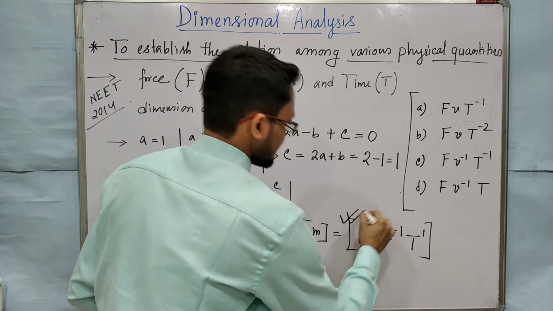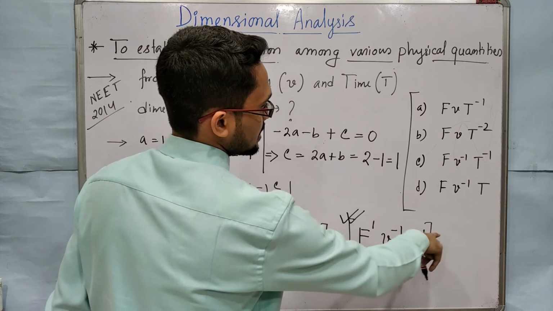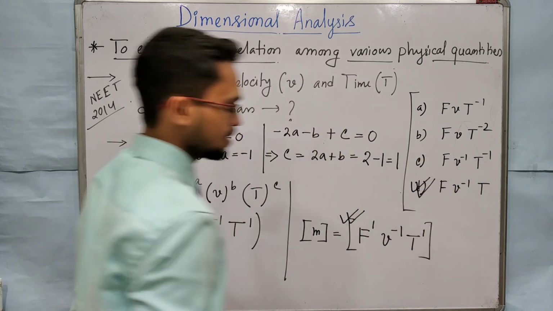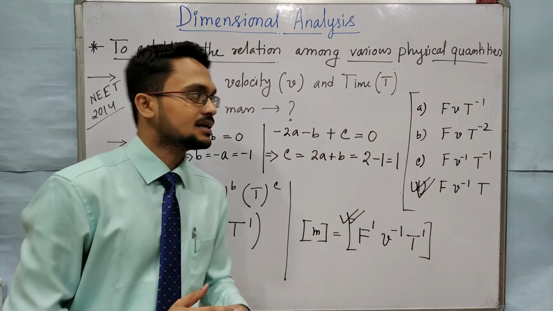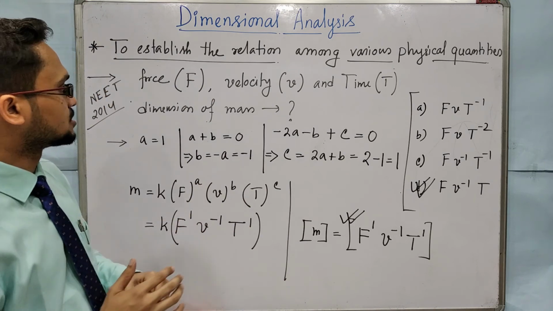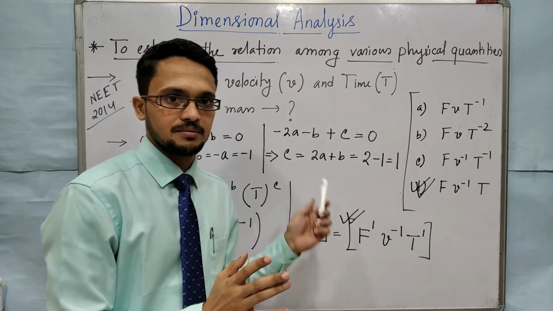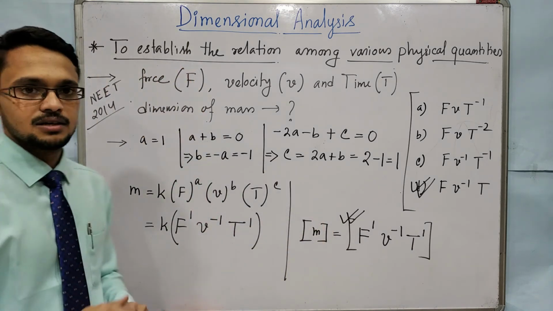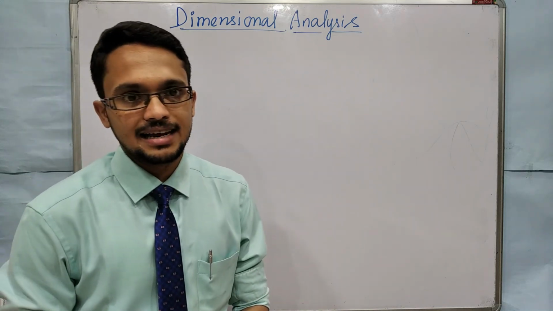So which one is the correct option here? F1, V minus 1, T1. Okay, check, it is D. Understand? So these kinds of problems are very important. Here we have discussed two kinds of problems, using a few examples. Okay, so I hope you can understand. So we have reached the end of this dimensional analysis.